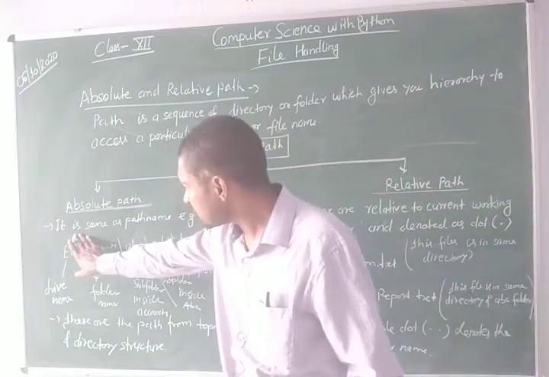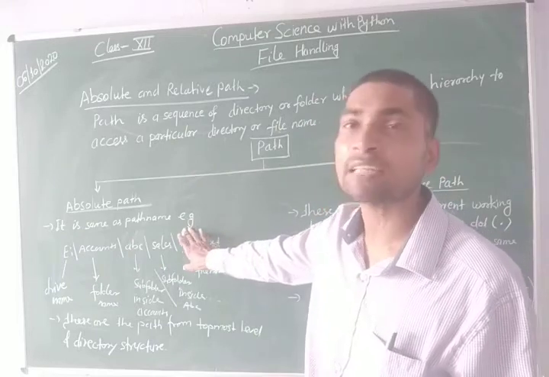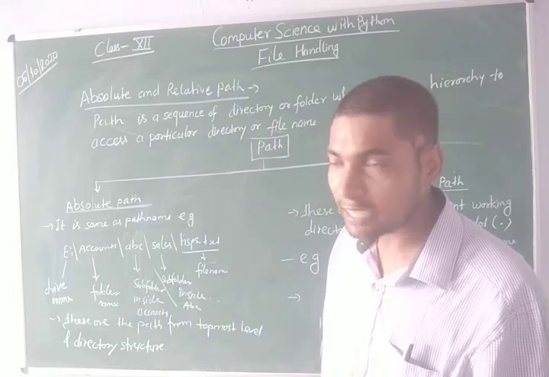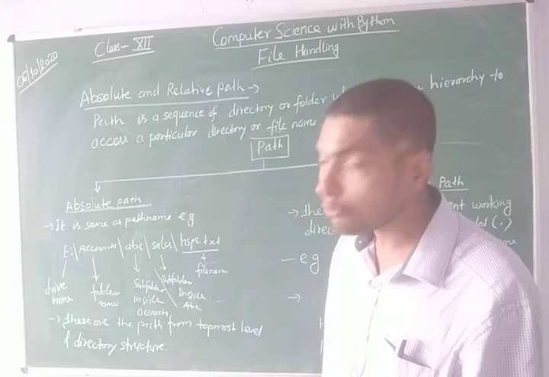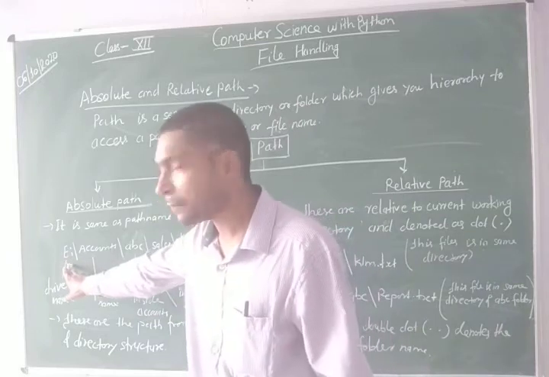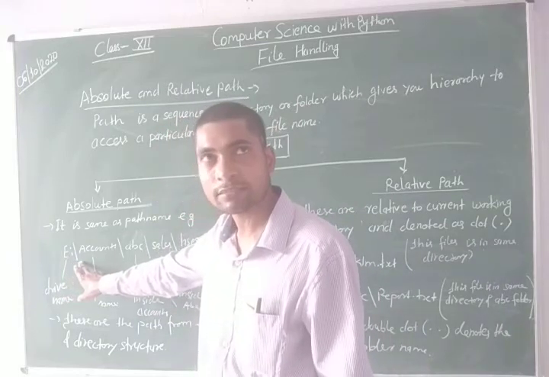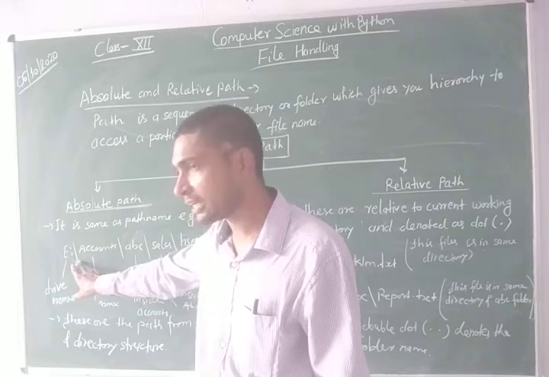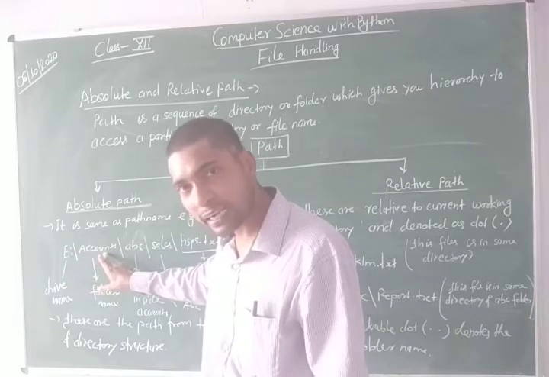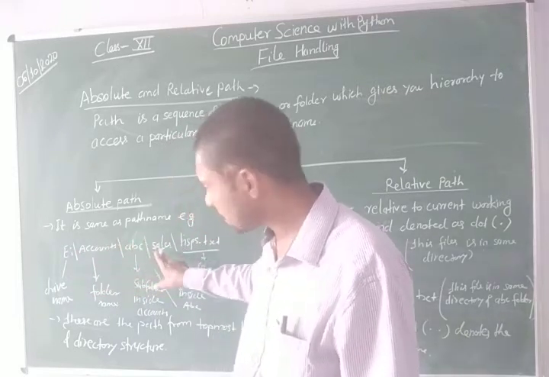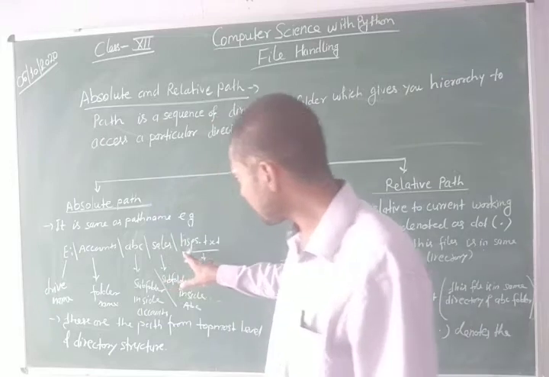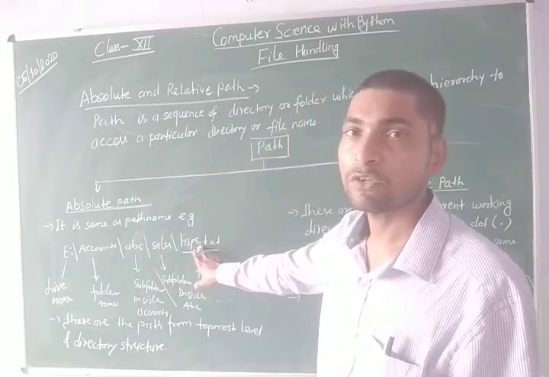The definition of absolute path is the same as the definition of path. Example, how will you mention the absolute path for a particular file? You will have to write like this. First the drive name, colon sign, then backslash, folder name, backslash, subfolder name, backslash, subfolder name, as many as you want, and then at last the file name with its extension.